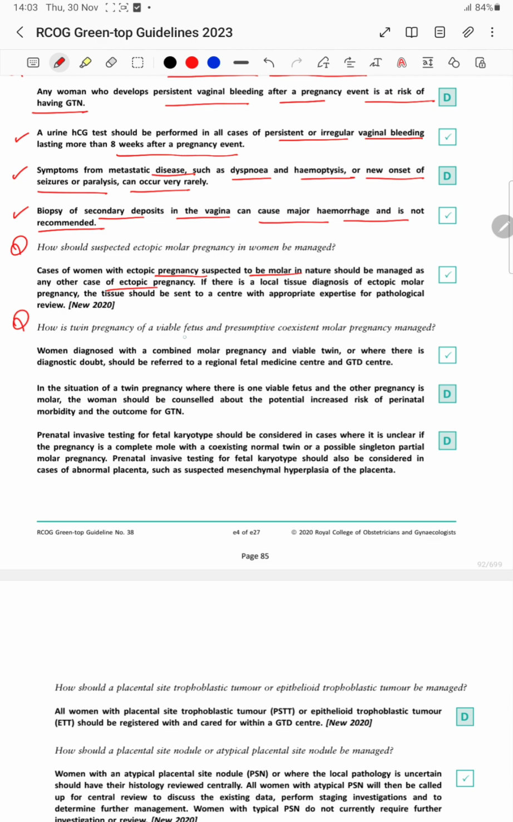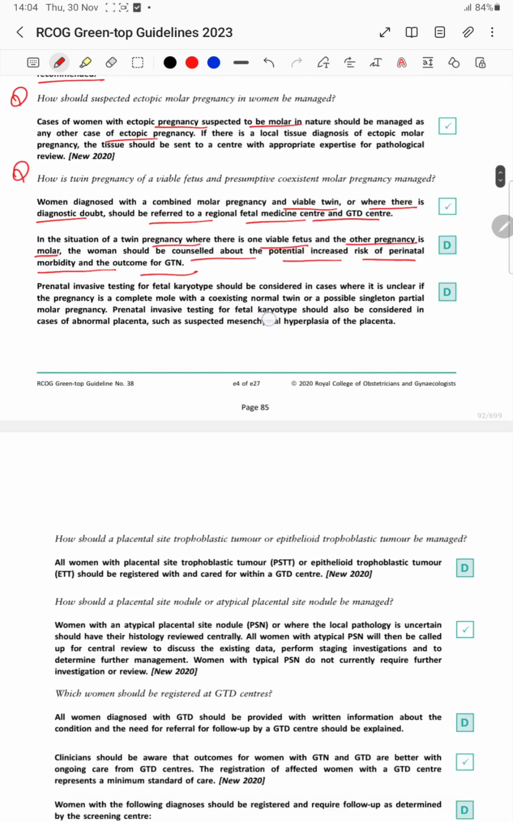How is a twin pregnancy of a viable fetus and a presumptive coexistent molar pregnancy managed? Women diagnosed with a combined molar pregnancy and a viable twin, or where there is a diagnostic doubt, should be referred to a regional fetal medicine center and GTD center. In this situation, the women should be counseled about the potential increased risk of perinatal morbidity and the outcome of GTN.